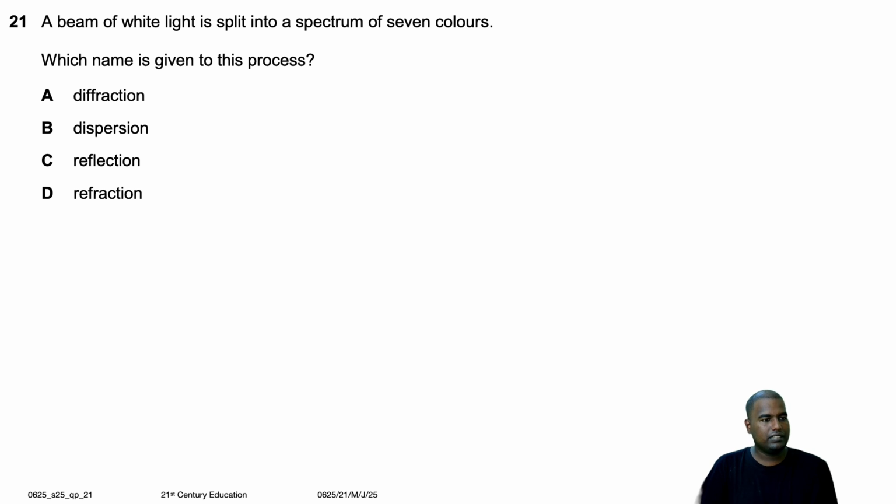A beam of white light is split into a spectrum of 7 colors. Which name is given to this process? Dispersion.